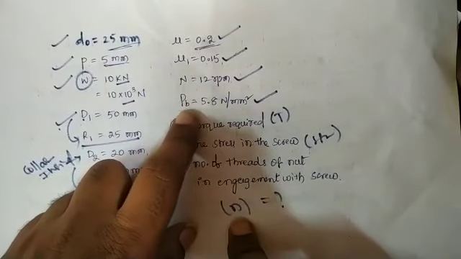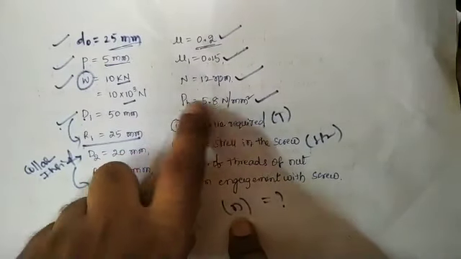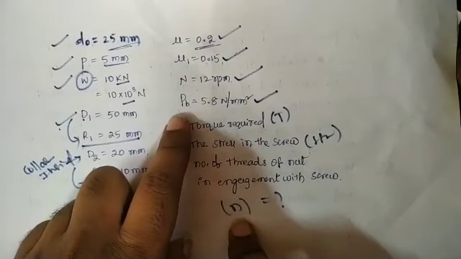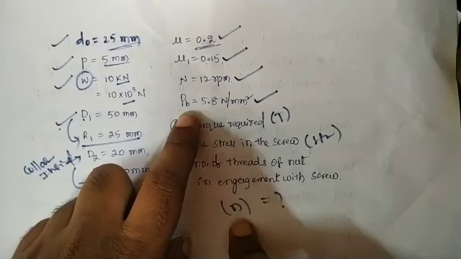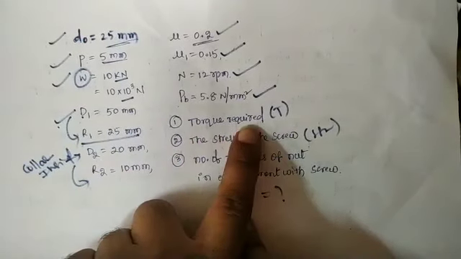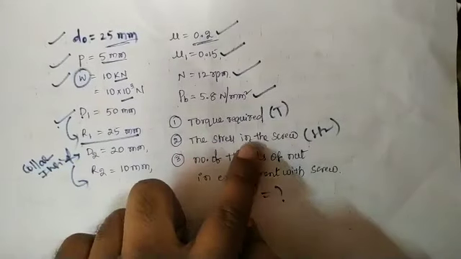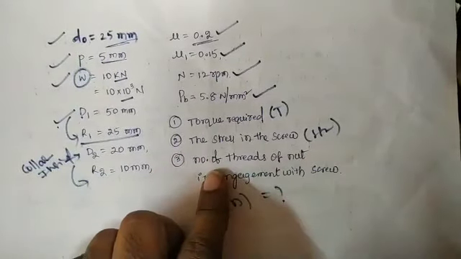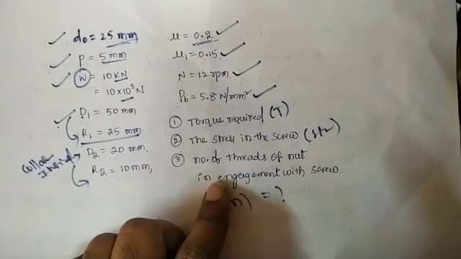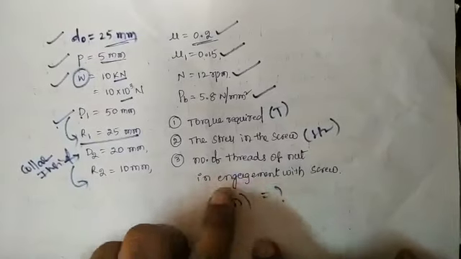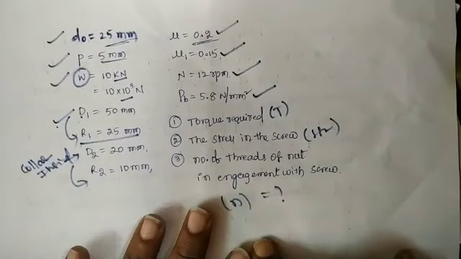Then Pb means bearing pressure. So what is the use of this pressure? We can easily find out the small n value from the Pb formula. Then first determine the torque required, that means capital T, the stress in the screw, that means shear stress, next the compressive stress, then maximum shear stress. Also the number of threads of nut in engagement with screw, that means small n.